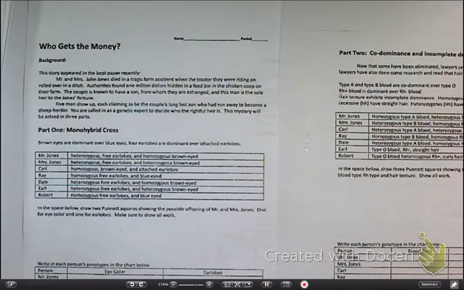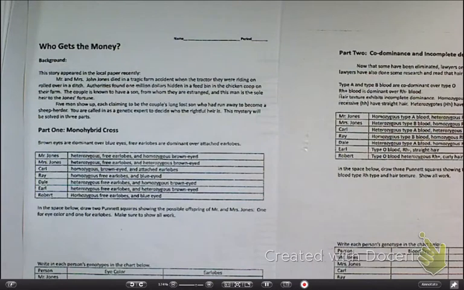Alright class, let's talk about who gets the money, which is a worksheet that applies all of your Punnett squares. Now this background information tells us about Mr. and Mrs. Jones, who died tragically in an accident, and they did have a mysterious son, but he ran away a long time ago. Well, when they found out that there was a huge inheritance left by Mr. and Mrs. Jones, 5 men came out of the woodworks, and they all are claiming to be the long-lost son.